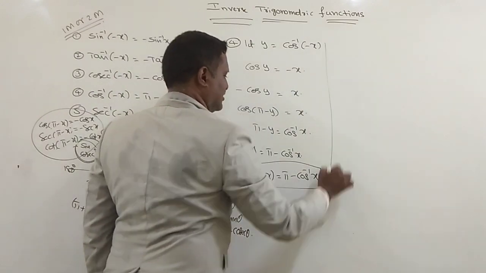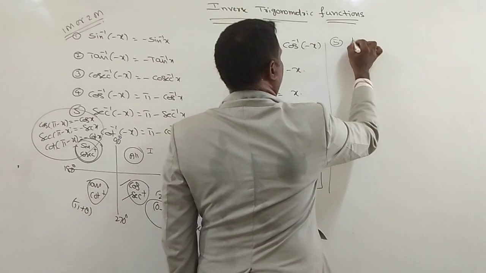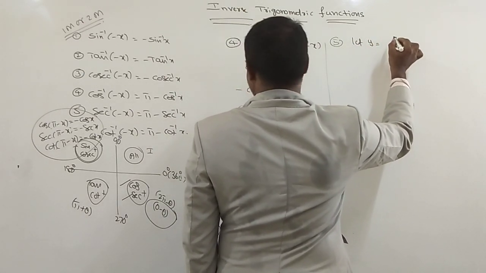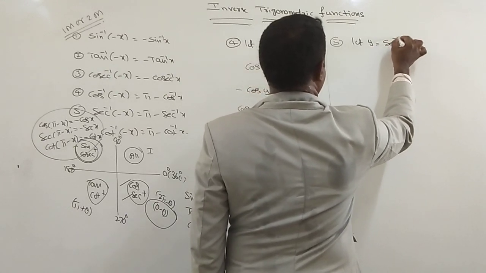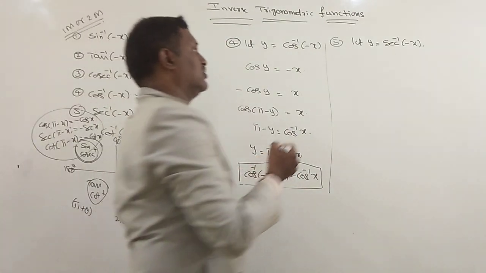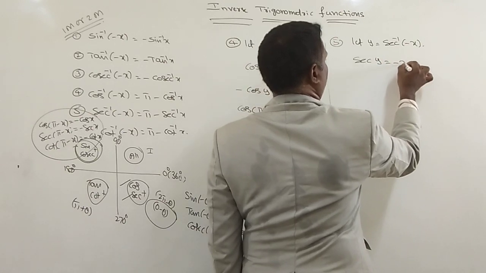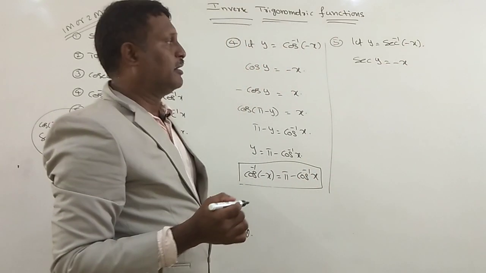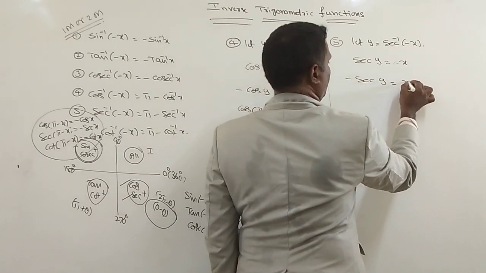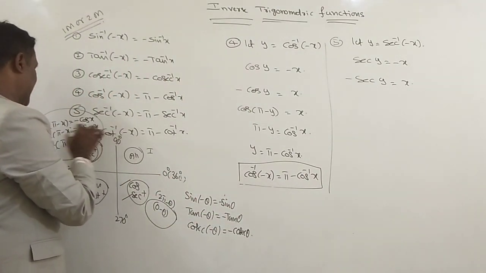Similarly, the fifth one and sixth one we can solve. Now the fifth one. Let y is equal to secant inverse of minus x. Now take secant to this side, we can write secant y is equal to minus x. Multiply by minus sign, minus secant y is equal to x. Under the second quadrant, secant is negative.